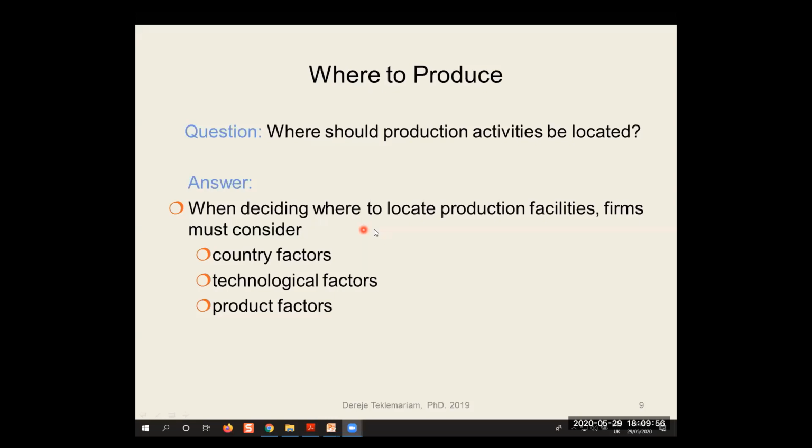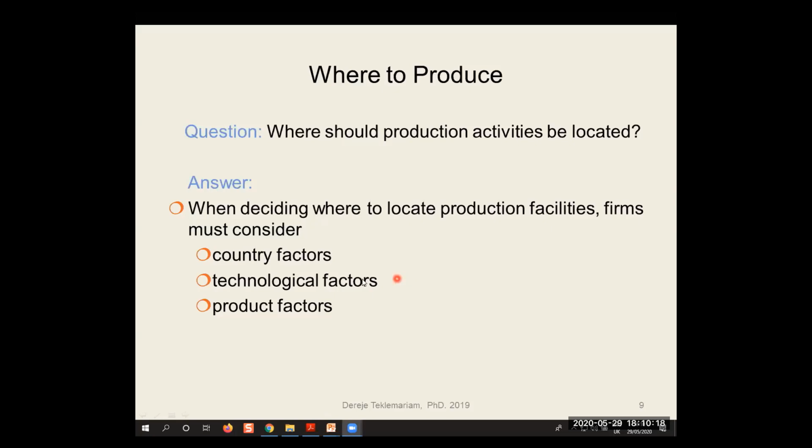There are some important country-related factors that should be considered: the country's macro-level policies, and the incentives available for different producers within different countries. You can read that. The other thing is the technological-related factors.